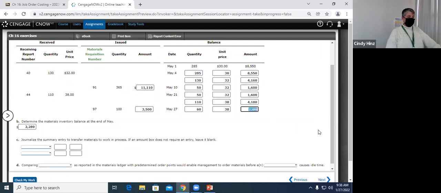We have that calculated right here, right? Journalize the summary entry to transfer materials to work in process. So we asked that question back in the May 10th entry. What happened to those? Well, they went to work in process. And that happened twice during the month. So they're asking us to do a summary entry, which means they want us to add together the 2 times that we issued materials and moved those materials from the stock room out to the floor. And in our accounting records, this is how we move them out of materials into work in process.